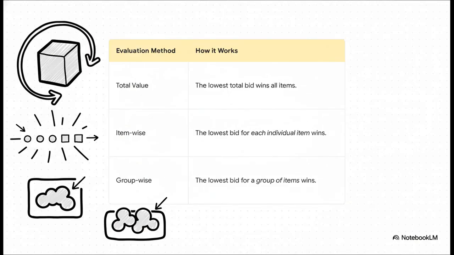So you basically have three main options. There's total value, which is simple. Whoever has the lowest grand total price wins the whole contract. Then there's group-wise, where you might bundle all the office furniture together, and one person wins that group. And then there's the star of our show today, item-wise, which lets you get incredibly specific.